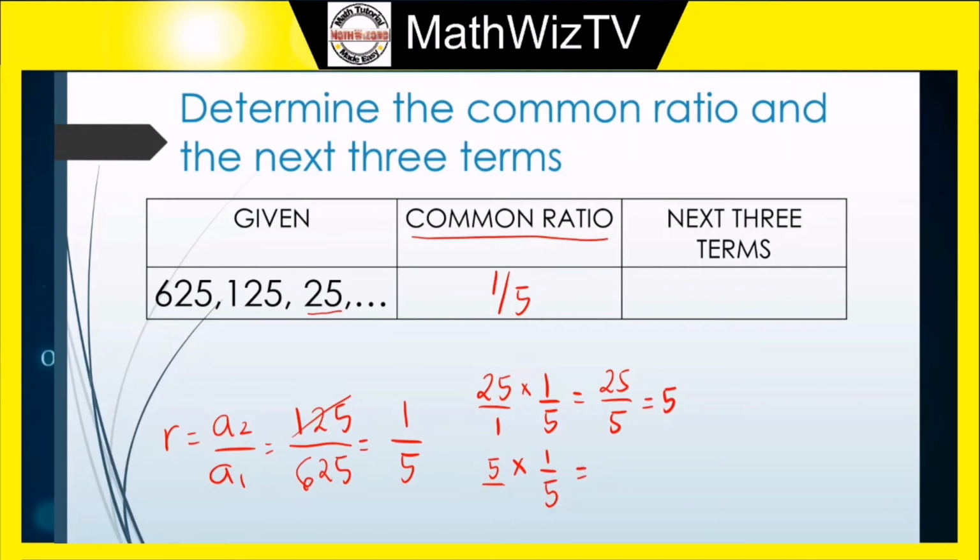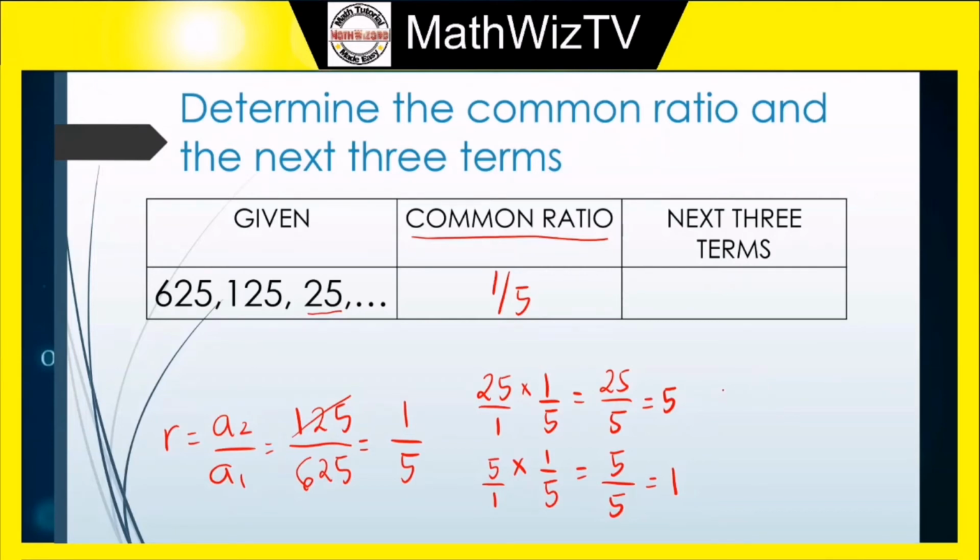Then you put all over 1 on a whole number so that you will not be confused. Okay, so 5 times 1 is equals to 5 all over 1 times 5 is equals to 5. Therefore, 5 divided by 5, the answer is equals to 1. So 1 now is our last term. Now let's proceed with the last term.